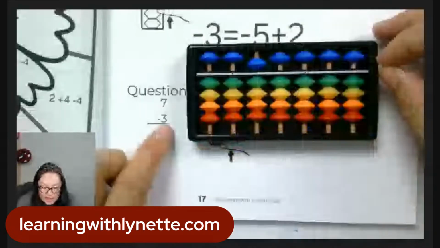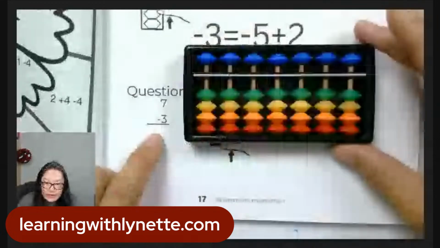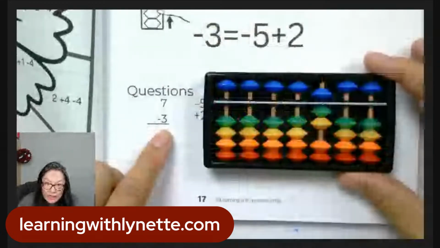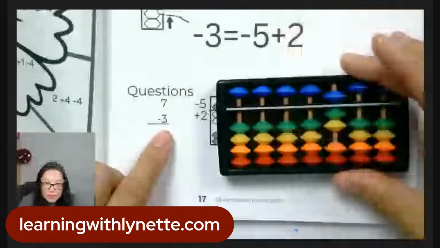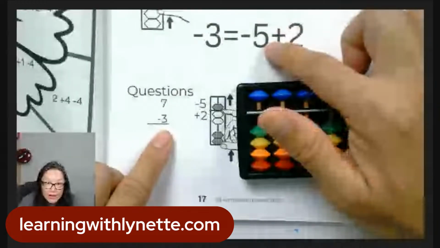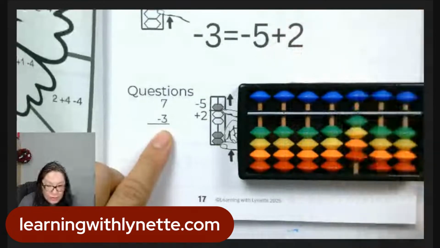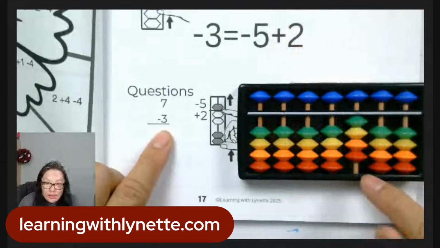Here's my question, 7. When I have 7 and I want to minus the 3, here is the formula. Here is what I'm going to substitute. I'm going to minus the 5 plus the 2. My final answer is 4.